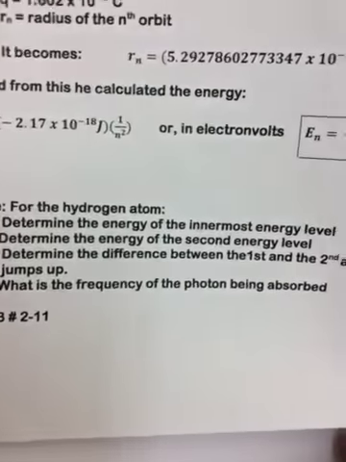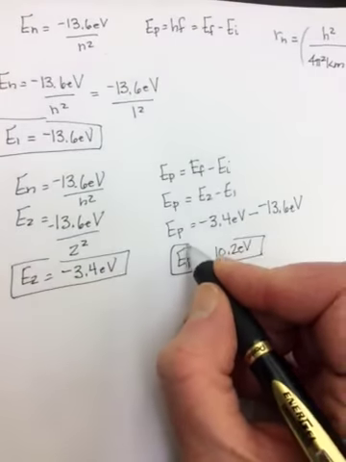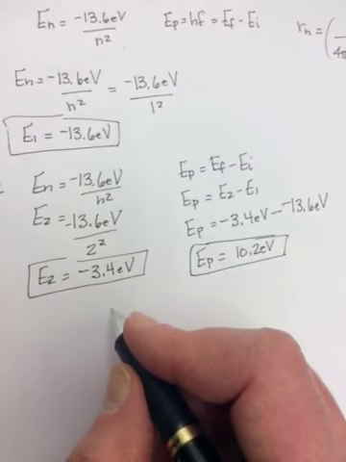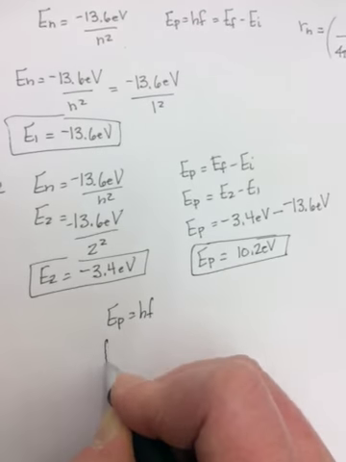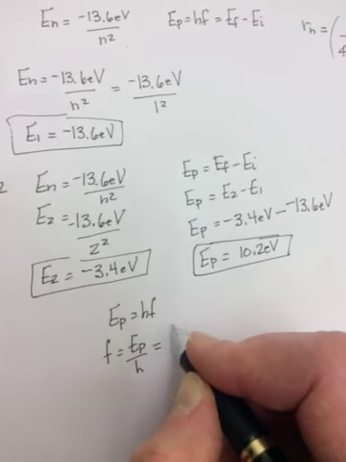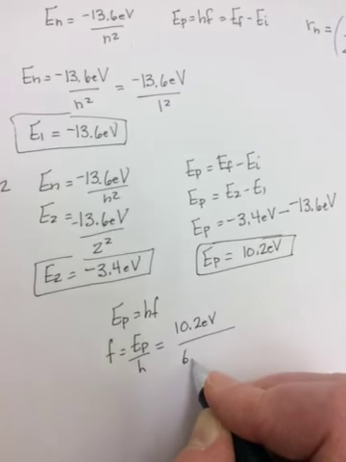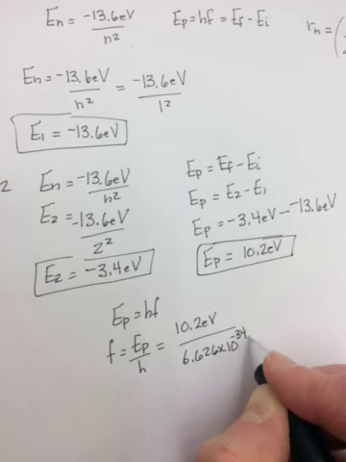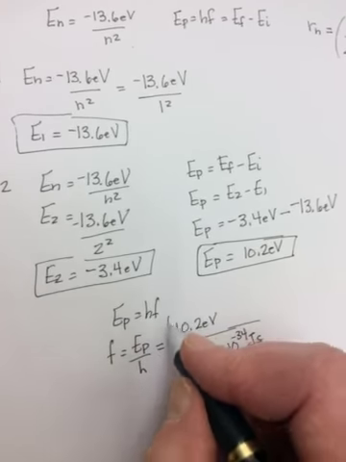Part D says, what is the frequency of the photon that's being absorbed? And it's being absorbed because, look, it's positive. So energy of the photon, what's the frequency? We know energy of photon is equal to hf. So then f is just equal to E_photon over h. So it's equal to 10.2 electron volts divided by 6.626 times 10 to the negative 34 joule seconds.